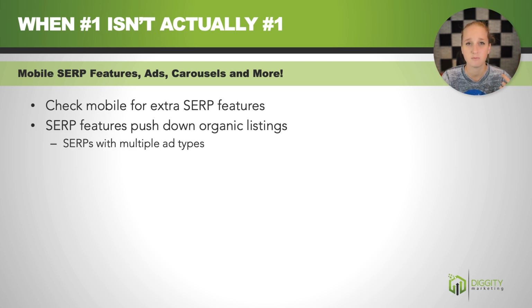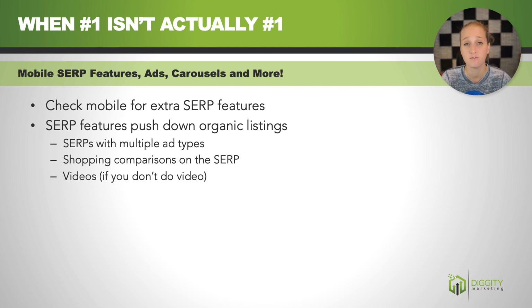These could be multiple ad types. So maybe there's shopping ads and then text ads and then some other gobbledygook before you actually get to organic. These are going to be SERPs that have shopping comparison, videos in them if you don't do videos. And this is going to be more of an issue with review type posts. So XYZ product review or versus, so product A versus product B style posts.